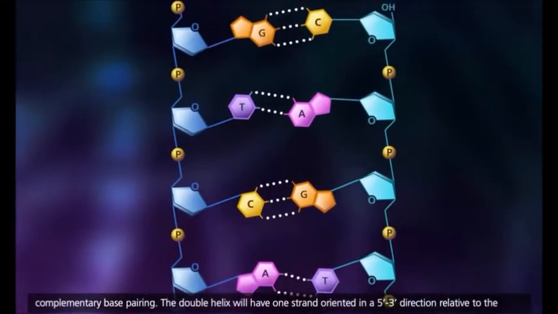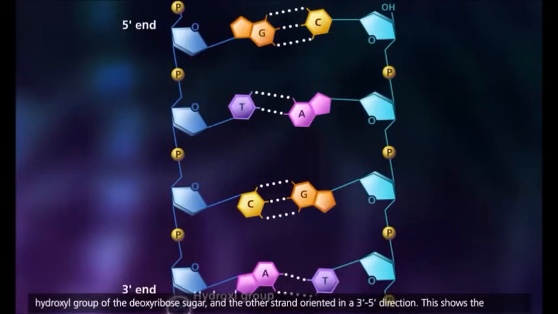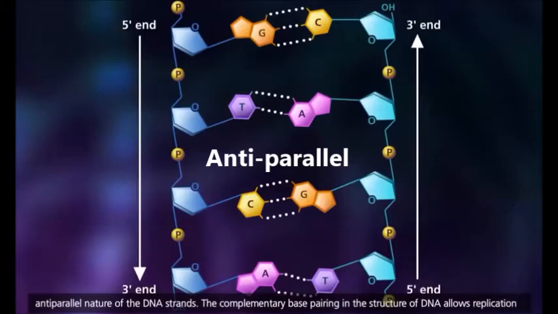The double helix will have one strand oriented in a 5' to 3' direction relative to the hydroxyl group of the deoxyribose sugar, and the other strand oriented in a 3' to 5' direction. This shows the anti-parallel nature of the DNA strands.